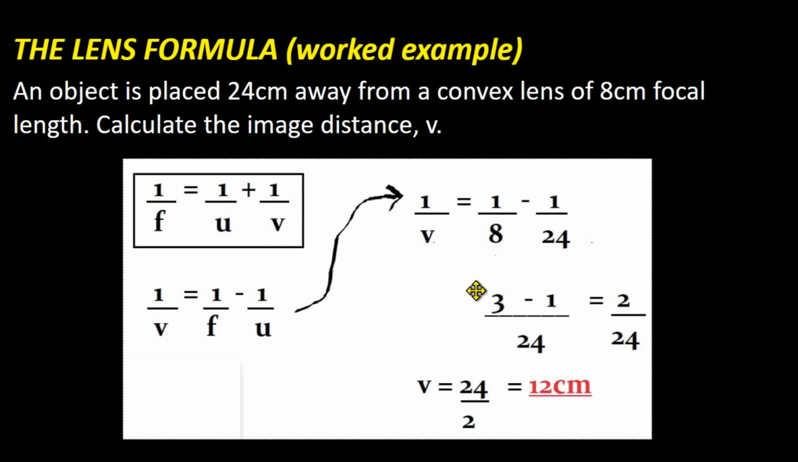We're going to find the LCM of this. 8 and 24, the LCM is 24. 8 can go into 24 3 times. 24 can go into 24 1 time. So you get 3 minus 1 is equal to 2 over 24. But this is 1 over V, so V is going to be the inverse of that. So V is going to be 24 over 2, which is equal to 12 centimeters. Feel free to pause the video and try this for yourself.